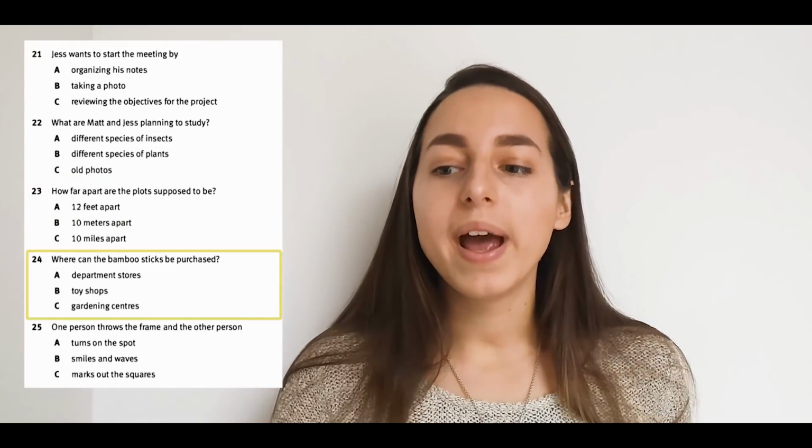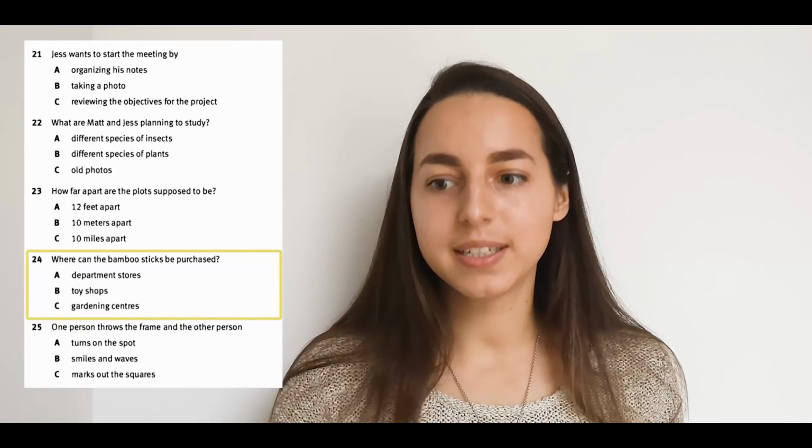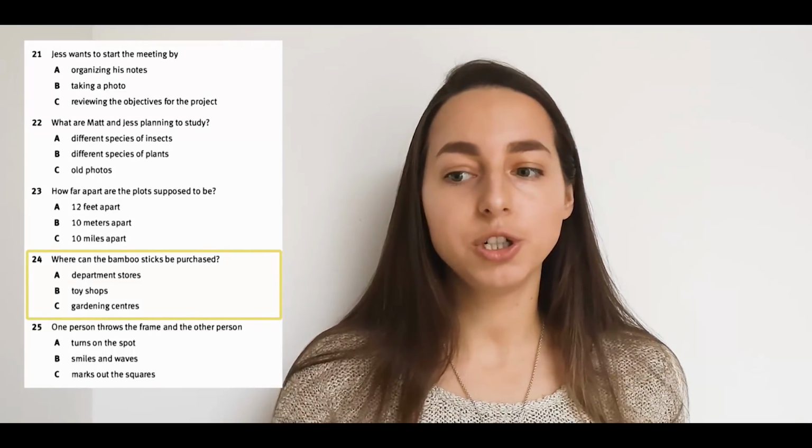Great! Obviously it's not 10 miles, it's not 12 feet, it's 10 meters. For question number 23, the correct answer is B. Next question, where can the bamboo sticks be purchased? A. Department stores, B. Toy shops, and C.